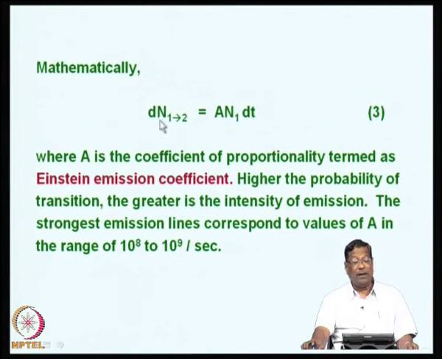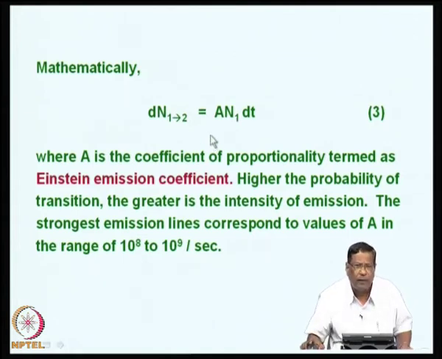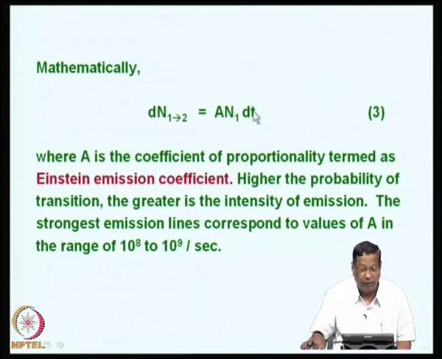I have written here dN1 to 2, level 1 to level 2, the probability rate of transition is denoted by a proportionality constant and the number of atoms N1 present at N1. So, from N1 they are going to N2, and that is the transition per unit time. So, A is the coefficient here in this equation 3, A is the coefficient of proportionality. This is known as Einstein emission coefficient.